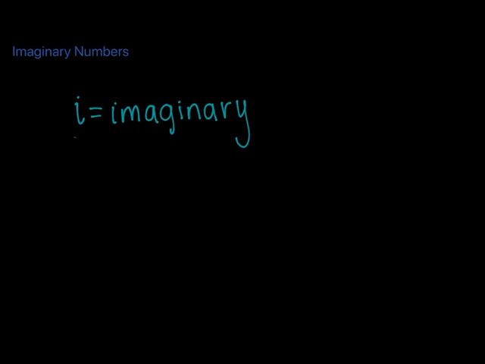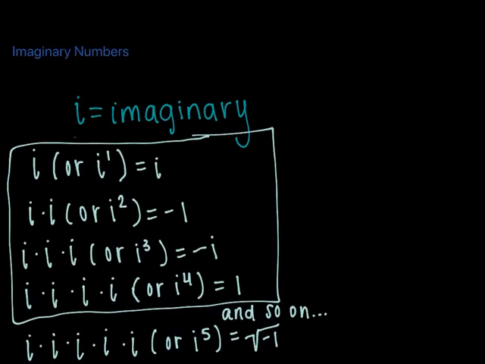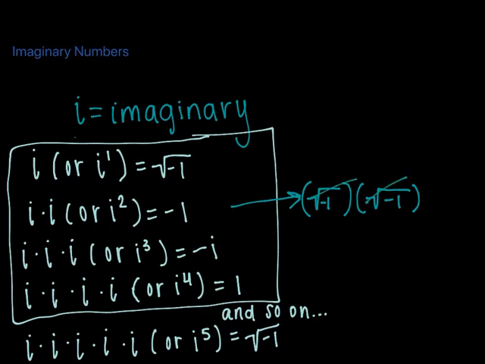Furthermore, the imaginary number I actually has this really cool property where it basically cycles through 4 different values each time we multiply. So basically I, or I to the first power, the standard, equals the square root of -1. Now I squared, or I times I, equals -1 because, as we said earlier, that would be the square root of -1 times the square root of -1, and you could cross out the square root, so we would just get -1.